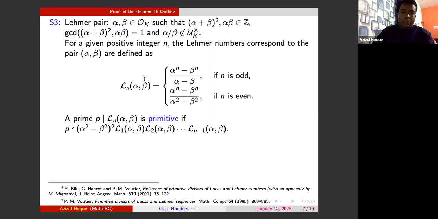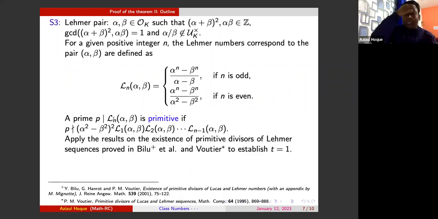and a prime divisor of this number is said to be primitive if p does not divide this guy as well as the previous numbers, up to n minus 1. Then we say that it is a primitive divisor. Then there is a nice result by Bilu, Hanrot, Voutier. They identified all the primitive divisors of Lehmer sequences in these two papers. And by using those classifications, we can remove all the odd things.